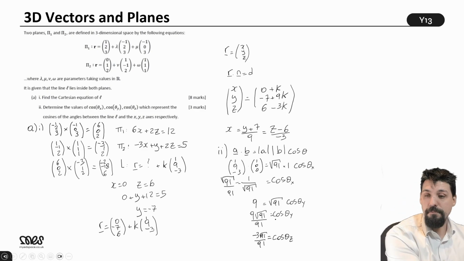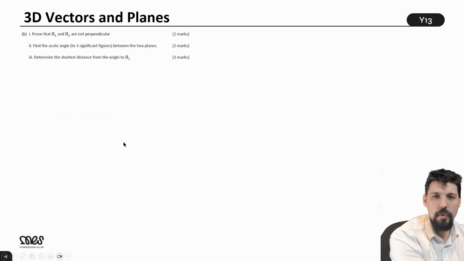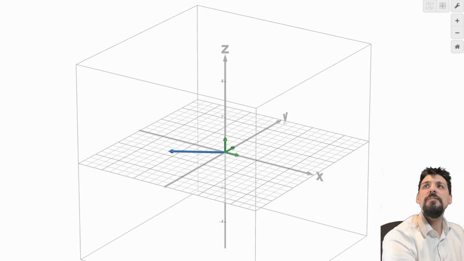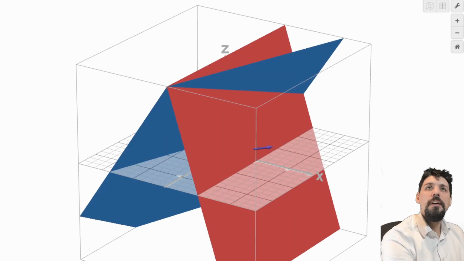Excellent. All right. So part 1 done. Where am I? Okay. Prove that pi 1 and pi 2 are not perpendicular. Well, to do that, we just need to look at their normal vectors. And again, like I said, this is a teaching opportunity as much as anything else. So we're going to get rid of these 3. We don't want them. See if you can spot where in my eye line my Desmos screen is. Now, the idea is this.